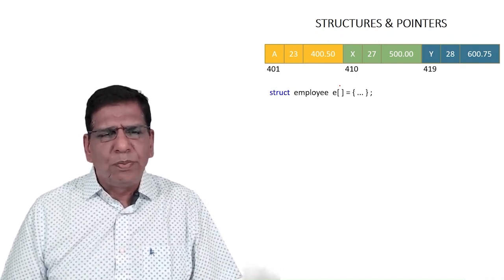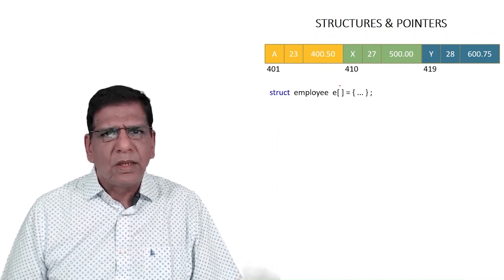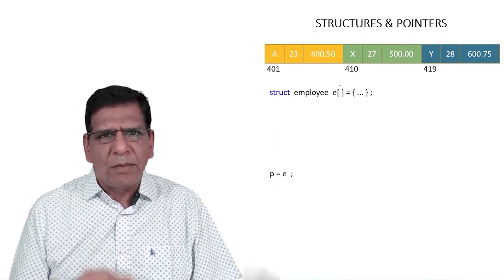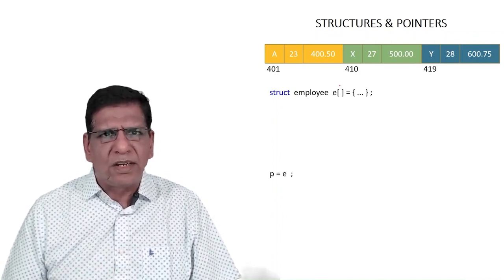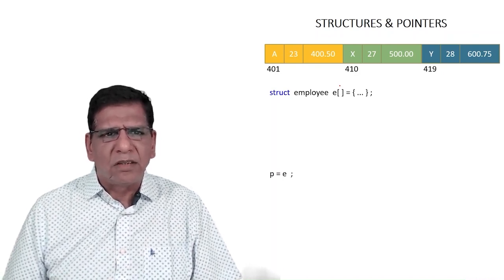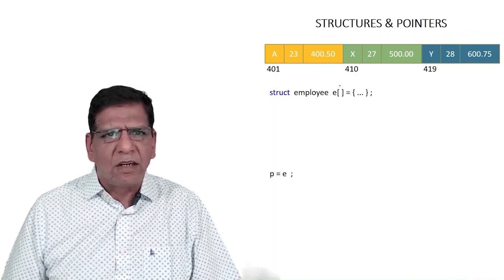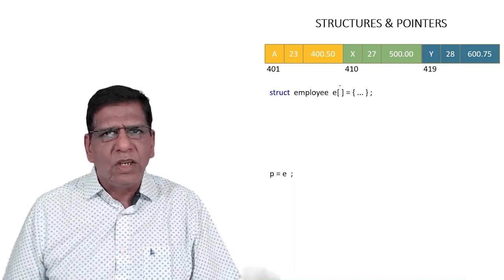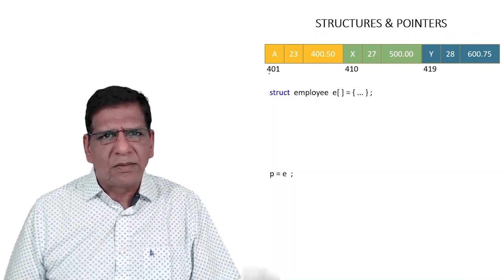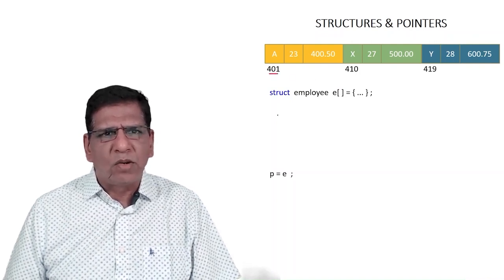Now, if I do P = E, E being an array, if I mention its name, I am bound to get its base address. The base address of the array is how much? Well, it's 401. So in P, what would get stored is 401. Then I do a P++. And then I print out the value of P.